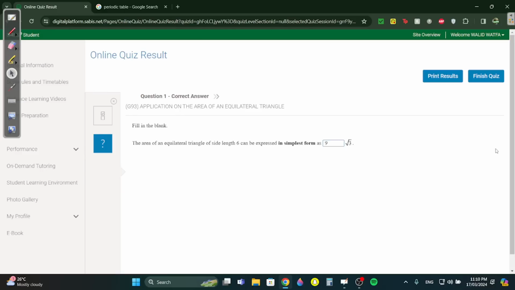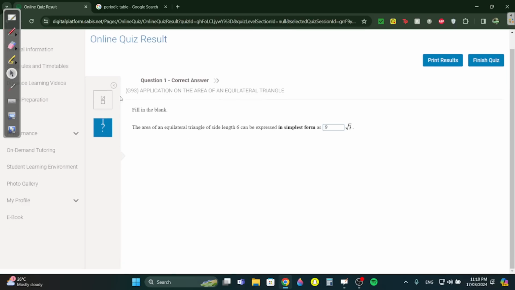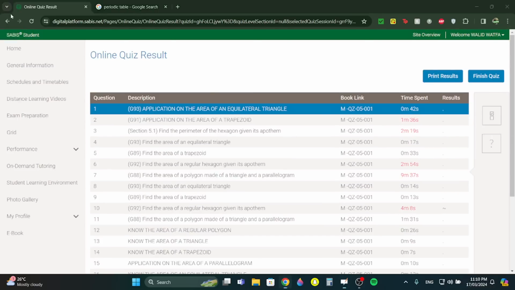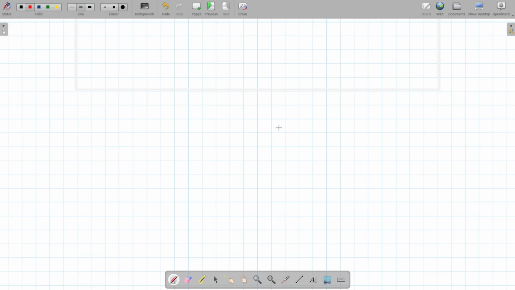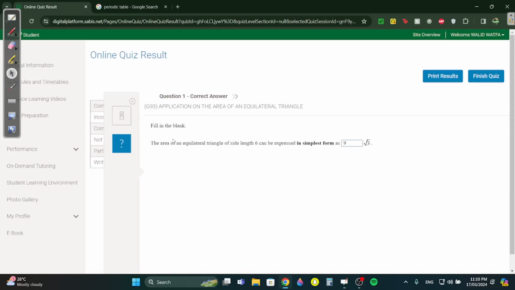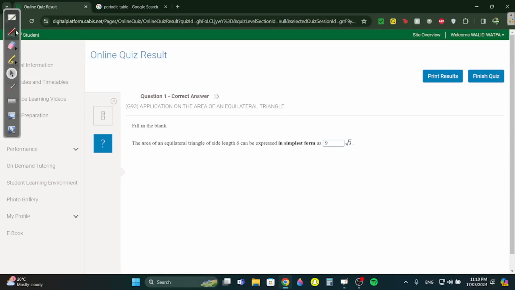Okay, this is geometry 5.1. The area of an equilateral triangle of side. There's a lot of formulas. Since there's a lot, I'll be writing them down as I go, and then at the end I'll show you them all so you can screenshot. For the area of an equilateral triangle of side 6.